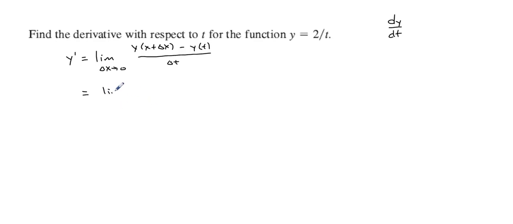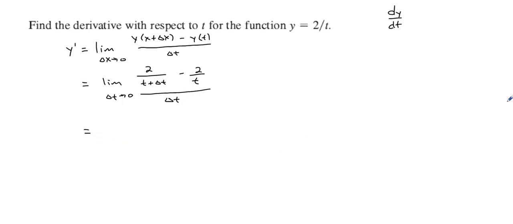All right, limit as the change in t goes to 0. And so that would be 2 over t plus delta t, minus 2 over t, all over delta t. I believe this is a common denominator problem, isn't it?